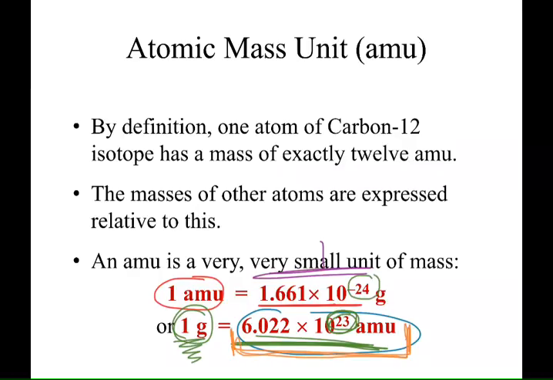If it's not, don't worry. This 6.022 times 10 to the 23rd is Avogadro's number, and we'll be talking more about that. But this is an approximate relationship: 1 gram is approximately equal to 6.022 times 10 to the 23rd AMUs.